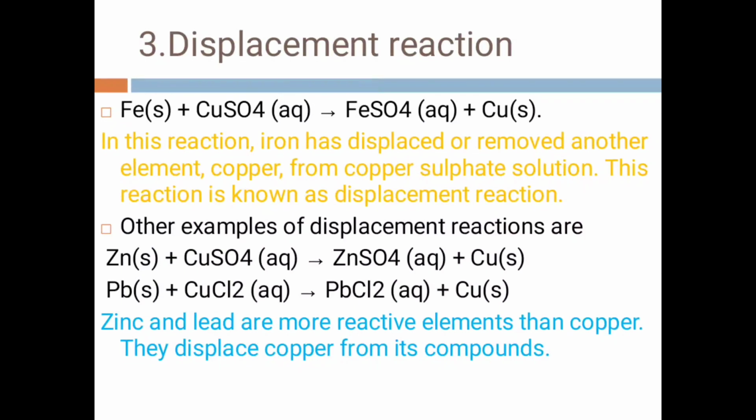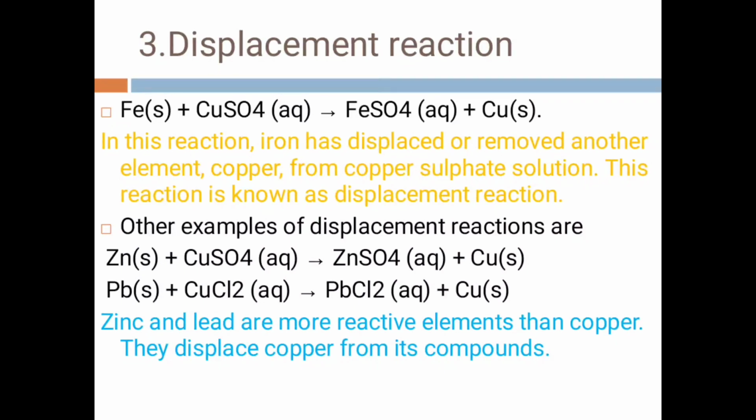Now again, as the name suggests, displacement reaction, that is displacement. There is moving or exchange of places that is occurring in the reaction. Now let us consider an example. Fe plus CuSO4 getting converted into FeSO4 plus Cu. Now what is happening is that in this reaction, iron has displaced or removed another element, copper, from the copper sulfate solution. This reaction is known as a displacement reaction.